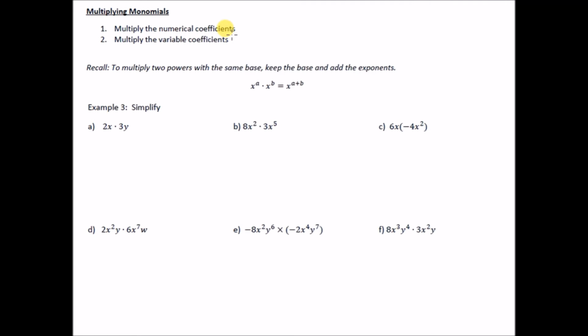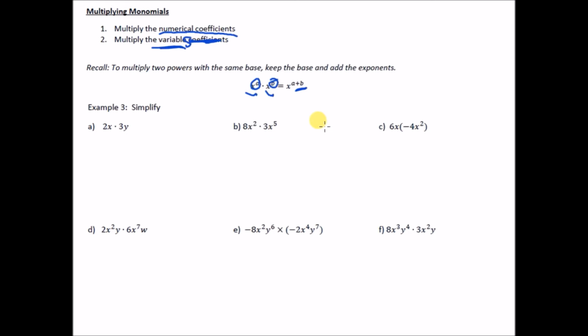Now let's talk about multiplying monomials. What we first want to do is multiply the numerical coefficients, so basically just multiply the numbers. And then we multiply the variables. How we multiply the variables is, if the variables have the same base, we add the exponents. See this, a to the m times a to the n? We just add the exponents. This is a little bit of a review from exponent laws in grade 9.